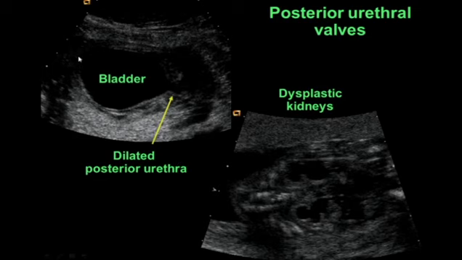Here's another case of posterior urethral valves. Again, you see the markedly dilated bladder. We see the dilated posterior urethra protruding from the inferior portion of the bladder. And when we look at the kidneys, we see that the kidneys are hydronephrotic and dysplastic with thin echogenic cortex.